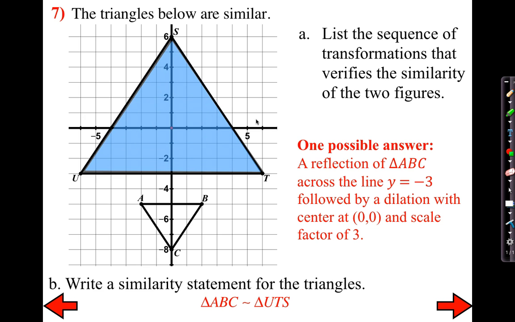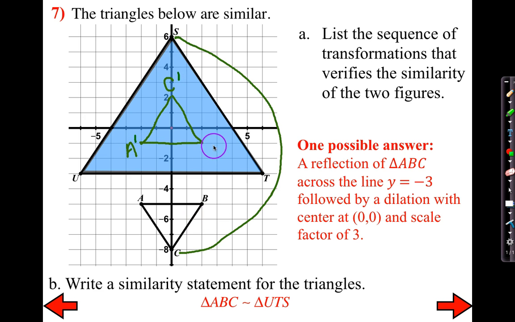Like so. So to write a similarity statement, again, you just need to find corresponding vertices. So C corresponds to S. This would have been C prime, this would have been A prime, and this would have been B prime. So this one's slightly trickier. So you want to make sure here B corresponds to T and A corresponds to U. So notice A corresponds to U, B corresponds to T, and C corresponds to S.